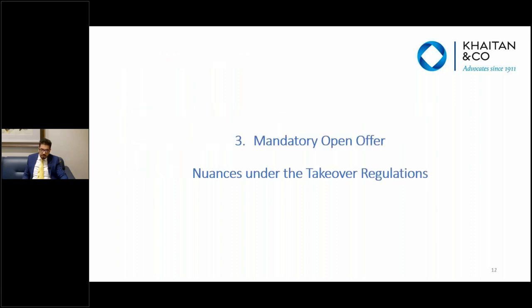So I think that brings me to the end of the broad concerns and relevant issues that you need to be mindful of from an insider trading perspective prior to commencing an M&A transaction. We now move to the SEBI takeover regulations, which prescribe the requirement for a mandatory tender offer depending on certain thresholds and if you are otherwise acquiring control.